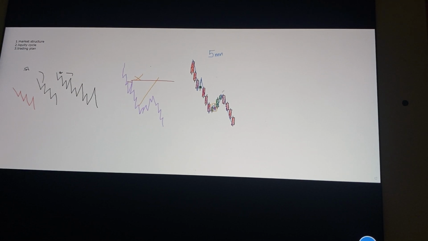However, it is internal to the overall market structure because this is the main swing high here and this is the main swing low here. Here, this is the main swing high. This is the main swing low here.